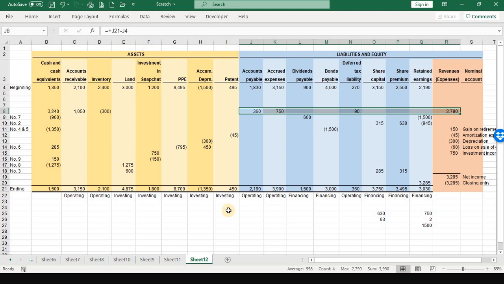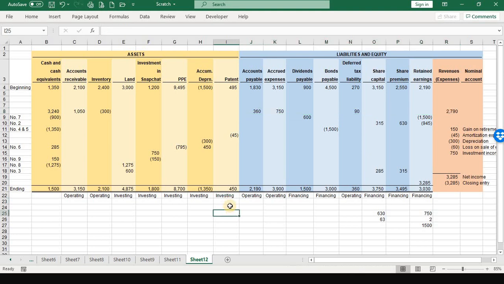Another possible way to check whether the 3,240 is correct is to analyze the cash and cash equivalent column. From the beginning balance, let's consider all the transactions below. Let's check whether the total is 1,500. So the total is 1,500, which is also the ending balance of the cash and cash equivalent. So which means the 3,240 is correct.